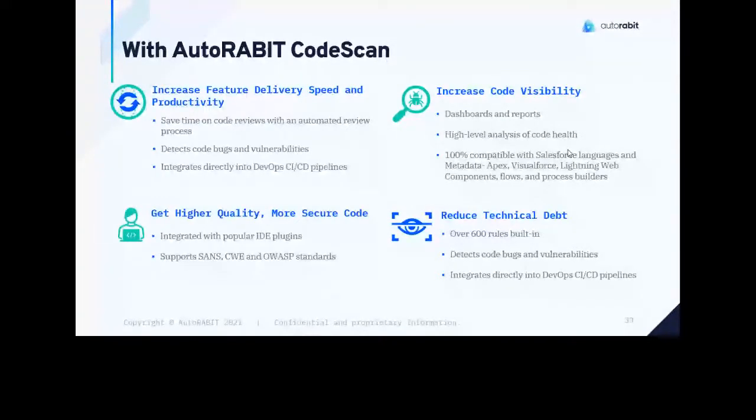So these are some of the best DevSecOps or static code analysis practices for increasing the quality of code, right? It can integrate with popular IDE plugins to increase code quality. It can reduce technical debt over time. There are around 600 rules built into Code Scan which can automatically take care of code reviews, so you don't have to do them manually. It also detects code bugs and vulnerabilities, and integrates with all the DevSecOps platforms, like I mentioned. So all these features add to your code security and quality over time.